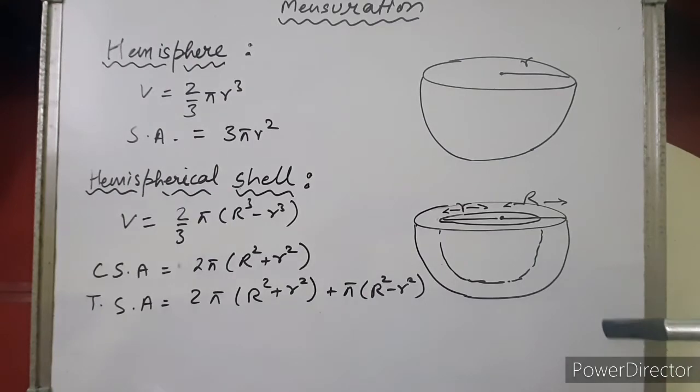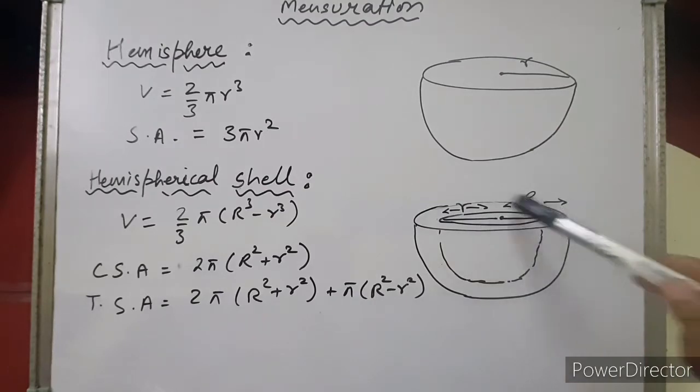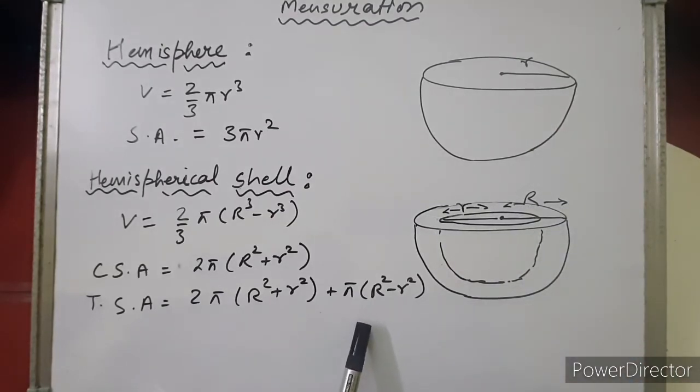So the total curved surface area of the hemispherical shell will be 2 pi (capital R square plus small r square). If we have to calculate the total surface area of the hemispherical shell, it will be external curved surface area plus internal curved surface area plus the area of this ring, right? And the area of the ring is pi (capital R square minus small r square). So the total surface area formula will be curved surface area plus area of ring, that is 2 pi (capital R square plus small r square) plus pi (capital R square minus small r square). Alright children, please note down these formulas also.